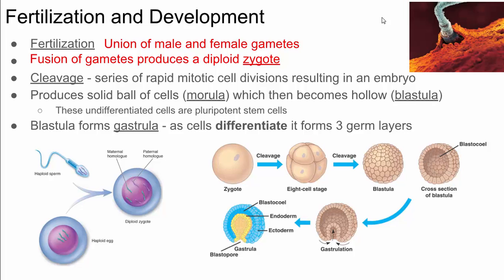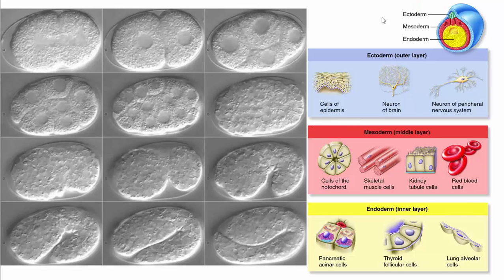So once this gastrula forms with this indentation, this is the point in which cells start to take on specific roles. 3 layers start to form. They're called the ectoderm, mesoderm, and endoderm, outside, middle, and inner layers. And those layers eventually start to become different parts of the organism.